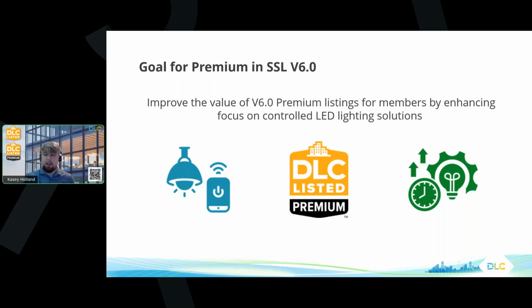So today, we see about half of the QPL listed as premium, even though we do already have that 15 lumen per watt delta and other suite of thresholds for premium products to be considered by. We wanted to make sure that we're building on that and really improving the value of SSL version 6 premium listings for members by enhancing its focus on controlled LED lighting solutions and these additional energy savings that you can gain from having controlled LED lights.